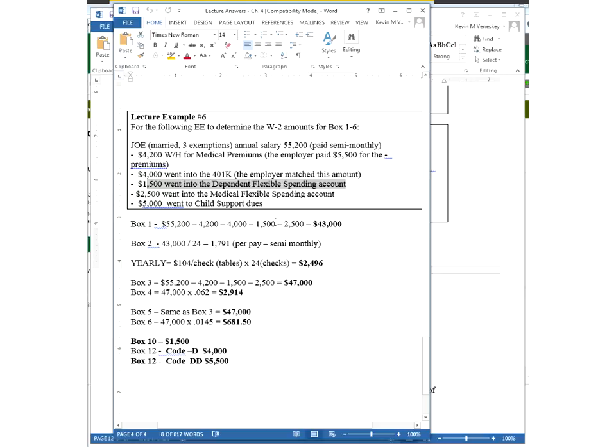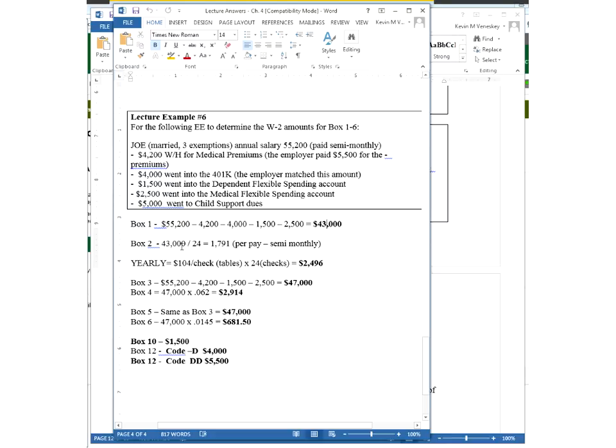1,500 going into the dependent flexible spending. Yep, we're not taxed on that. That's good. 2,500 going into the medical flexible spending. Take that off. Notice child support, that's not deductible, so that doesn't get factored in. And when you do the simple math here, 43,000 for box 1.